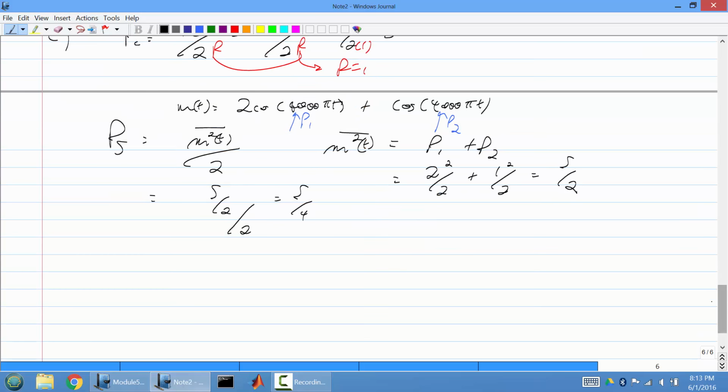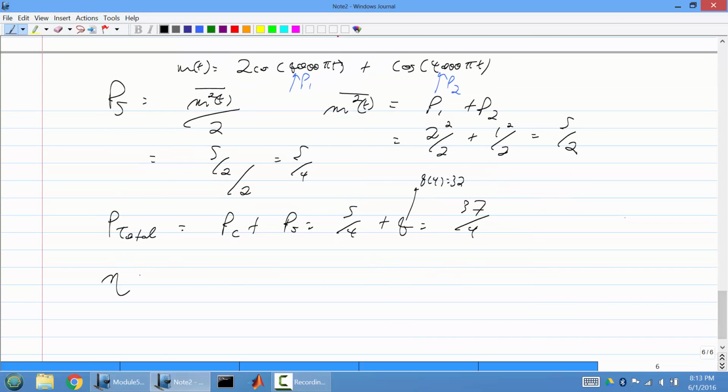So in this case, we get 5 over 2, and divided by 2 again, we get 5 over 4. Now if you want the total power, you're simply adding up the carrier and the sideband together, so you get 5 over 4 plus 8, which is 37 over 4. Because this is 8 times 4, which is 32. You want to make this a common denominator, so you get 37 over 4.